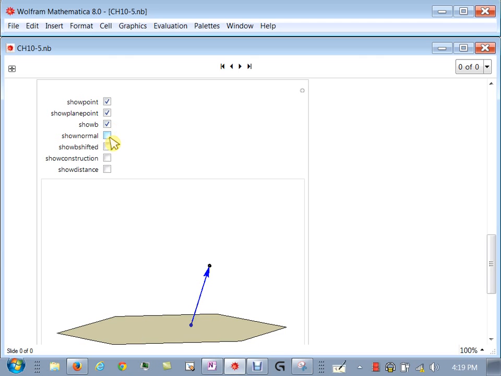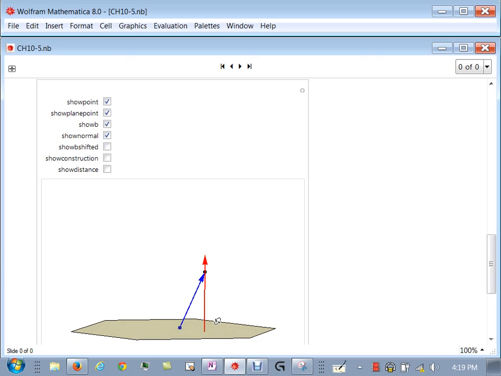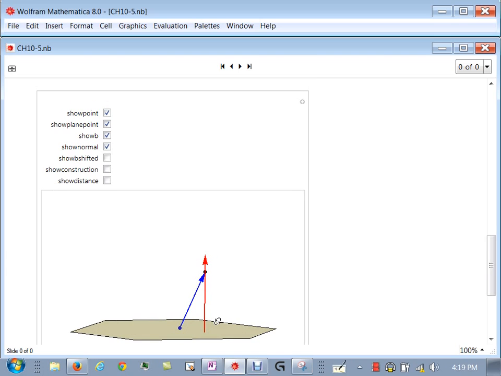Now what I'm going to do is show our normal vector of our plane. The normal vector comes out of our plane, straight up. It could be way up here, it could be short, and it could be moved around. I've just oriented that normal vector so that it's directly in line with this point. Is that all right with you?